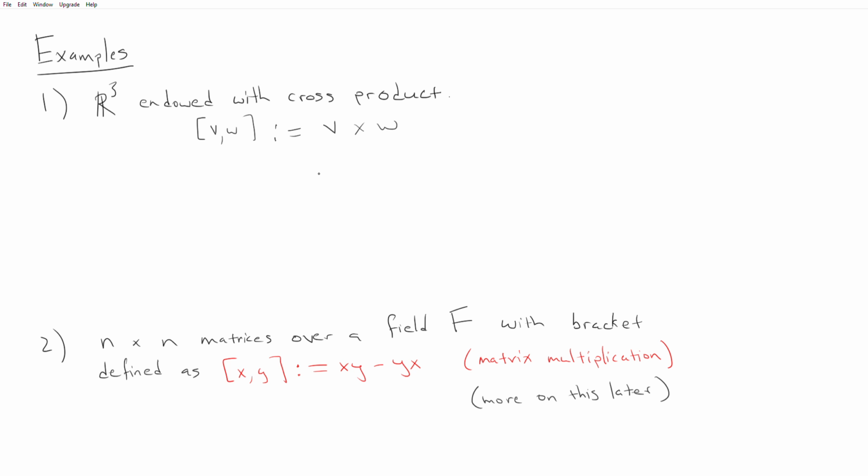And so I won't actually check that explicitly, but what we can do is check it on the basis vectors, and we can deduce that by bilinearity it has to hold for all the vectors in the space. So let's just check it on i, j, and k, where i, j, and k are your standard basis vectors of R3.